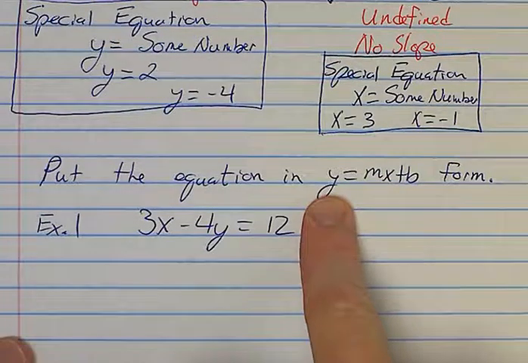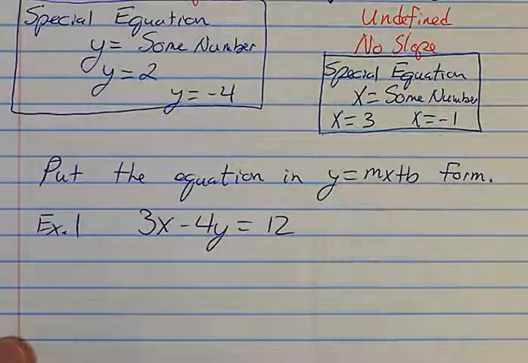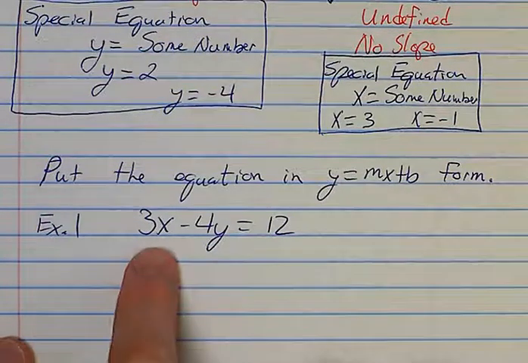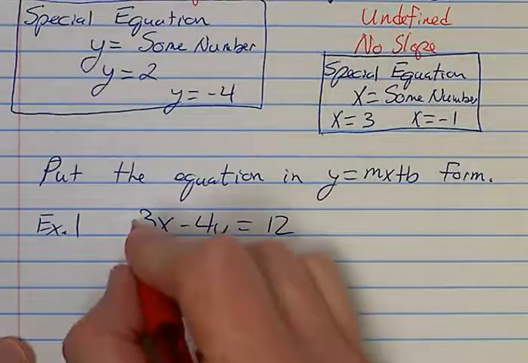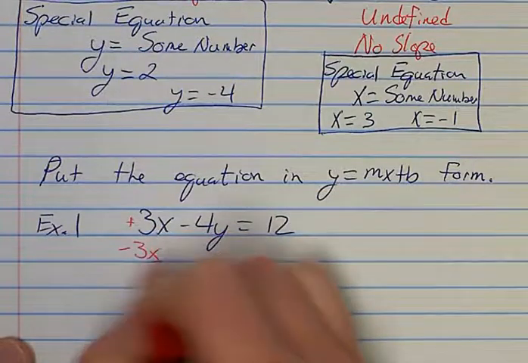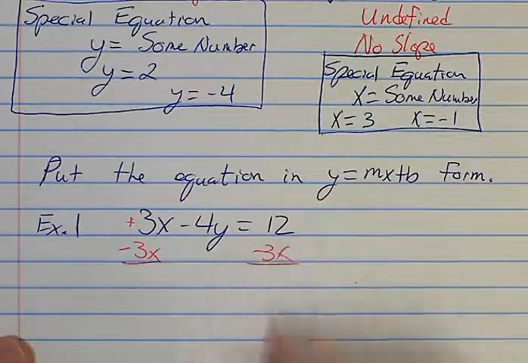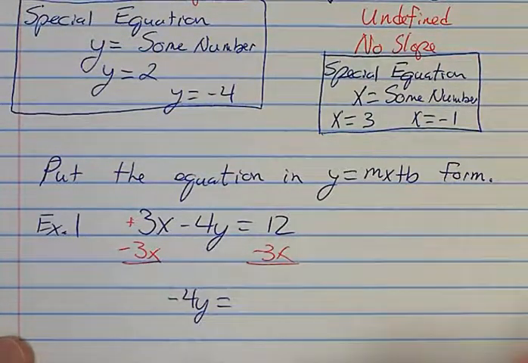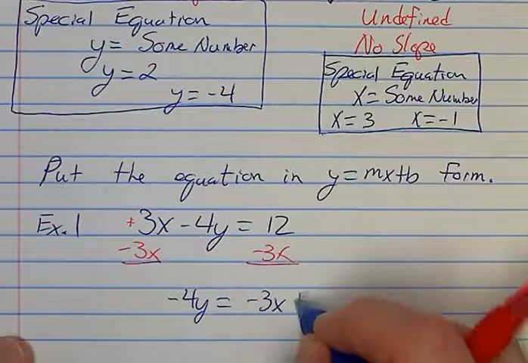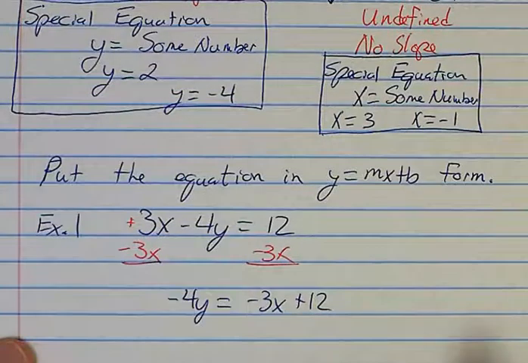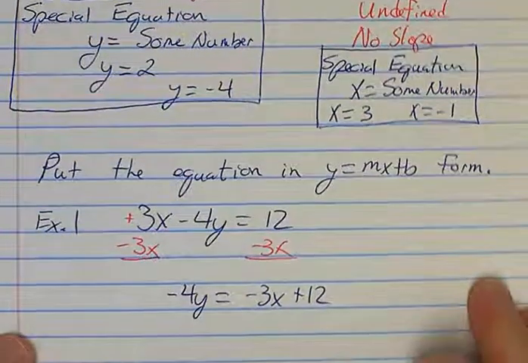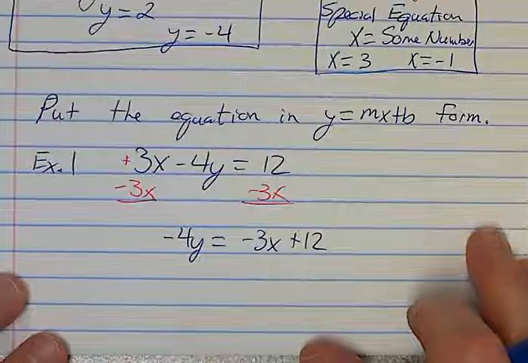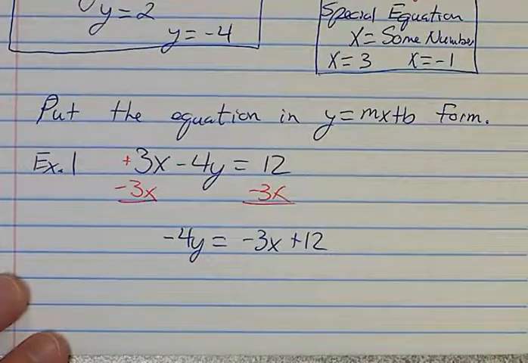Here's why we practiced on that first test of solving an equation for a certain variable. This one, you've got to get the y by itself. So to get the y by itself, you've got to get rid of this 3x. Since that's a positive 3x, the first thing you want to do is subtract 3x from both sides. In y equals mx plus b form, they put the x first, so we'll put that x value first. So you've got negative 4y equals negative 3x plus 12.